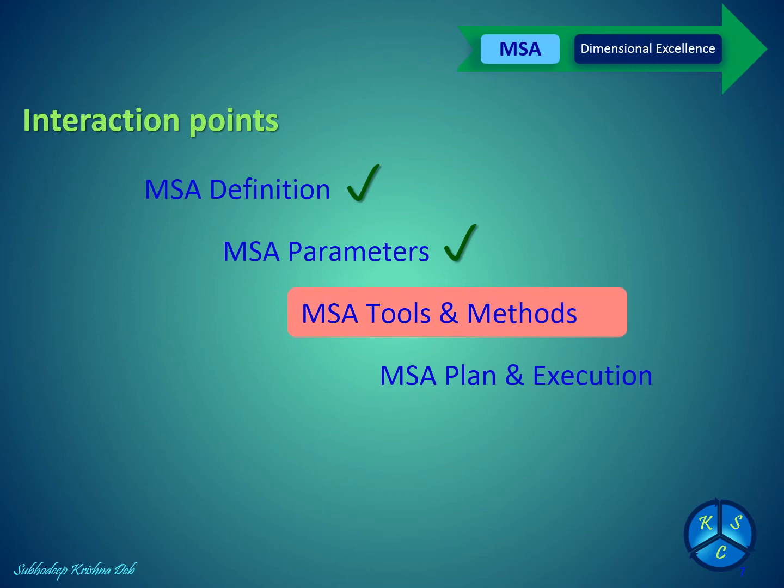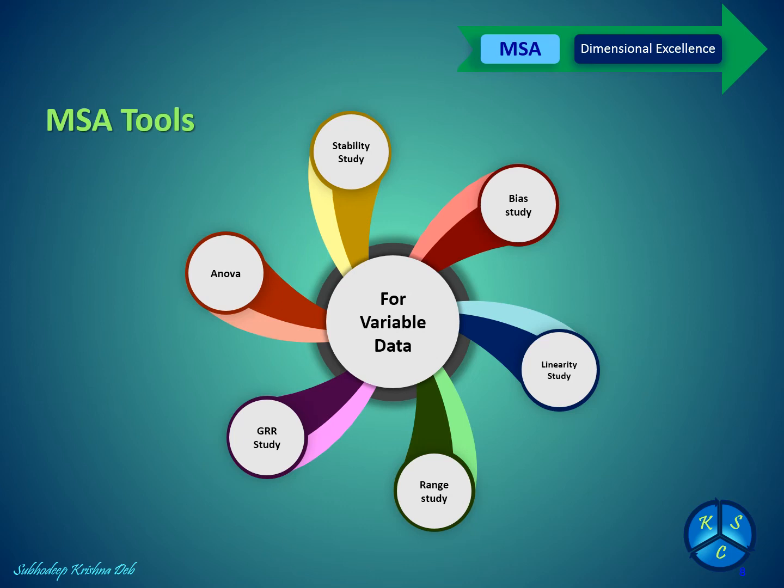After completing the second phase, we move to the third phase, that is MSA Tools and Methods. Let us brush up what we have discussed in MSA Tools and Methods. In the third phase, we understood the different tools and methods for variable data and attribute data. The third phase has 3 videos. In the first 2 videos, we understood the stability study, bias study, linearity study and the GRR study. We understood the importance of these studies, how these need to be done, what are the correct methods, what are the interpretations after doing these studies and what are the actions that we need to take.